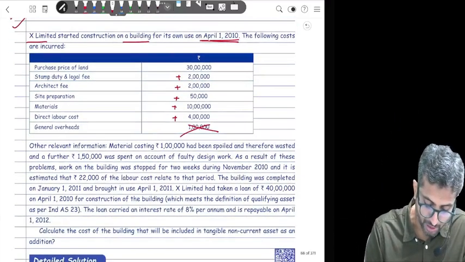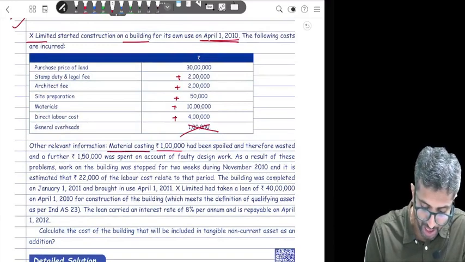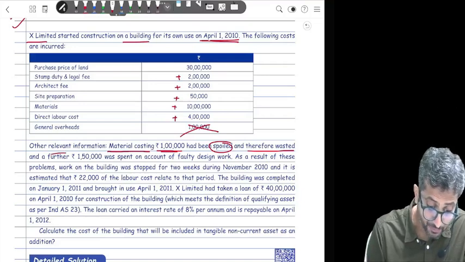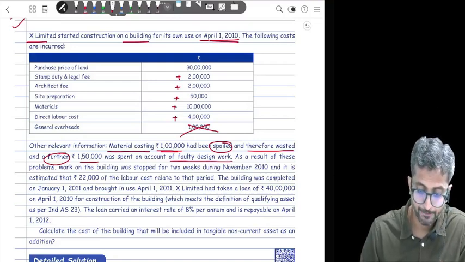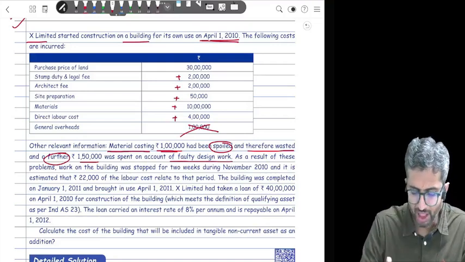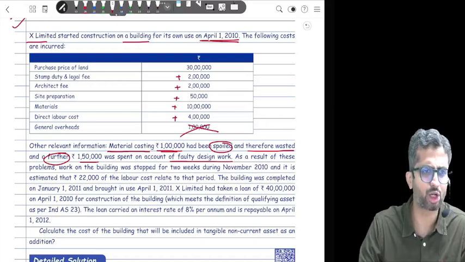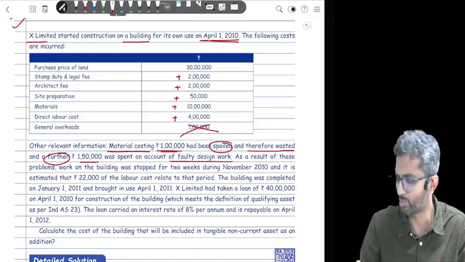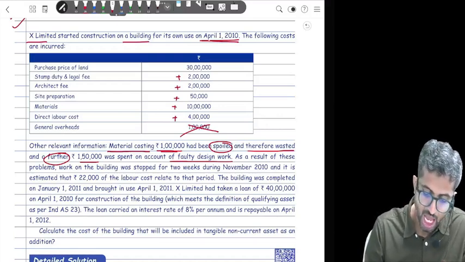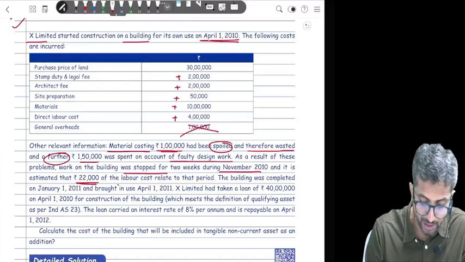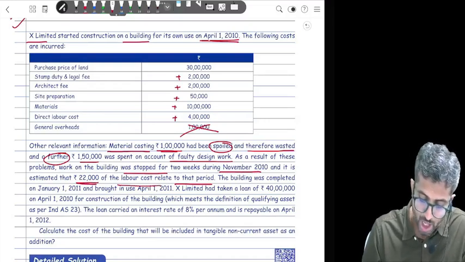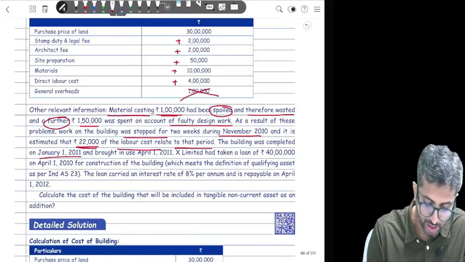Okay, other relevant information. Material costing 1 lakh had been spoilt and therefore wasted, and a further 1 lakh 50 was spent on account of faulty design work. So we don't know what that 1 lakh 50 is. That 1 lakh 50 can be further material cost, further some cost was spent due to faulty design work. As a result of these problems, work on the building was stopped for 2 weeks during November 2010, and it is estimated that 22,000 of labor cost relate to that period. The building was completed on 1st January 11.